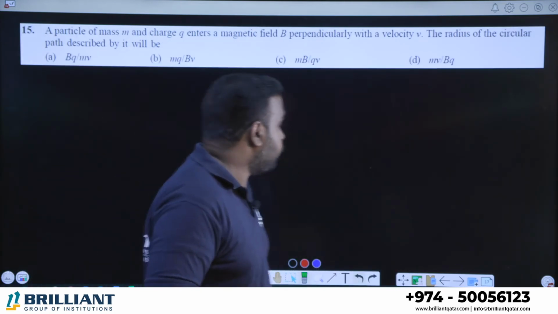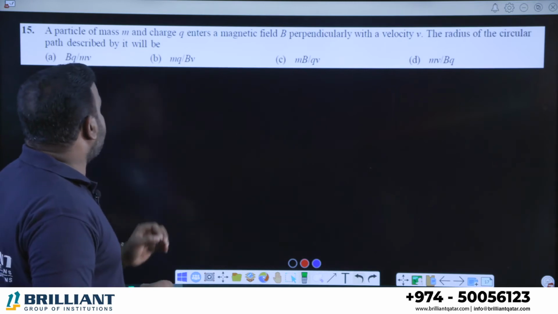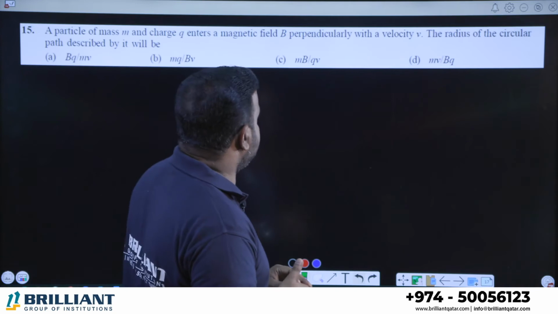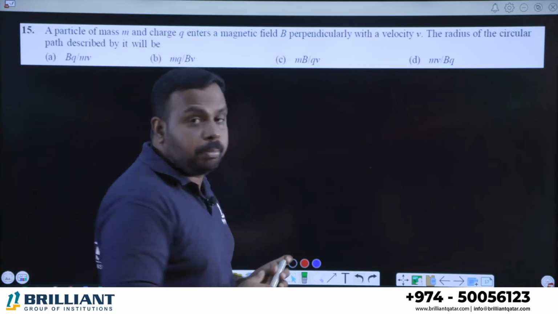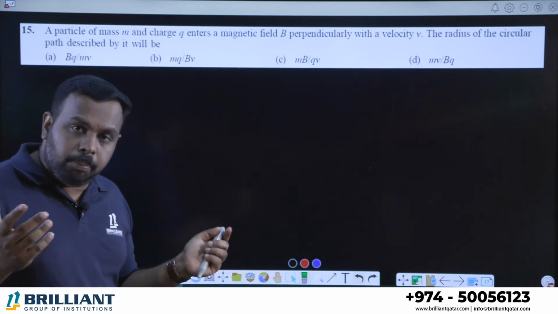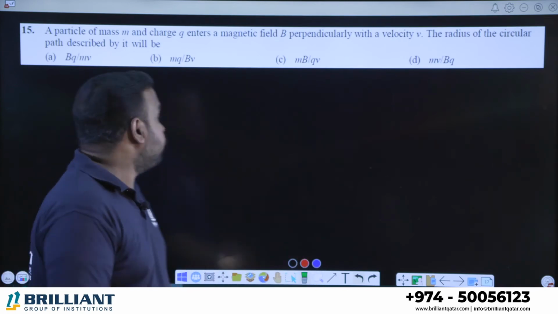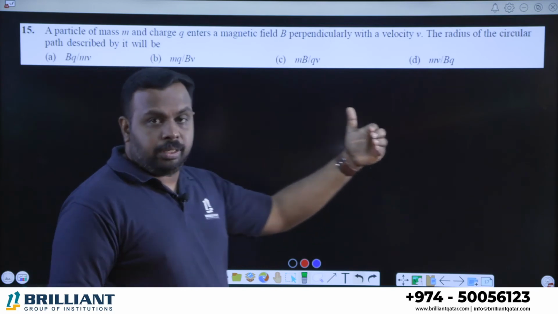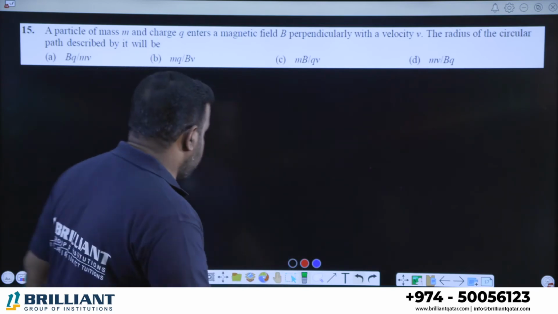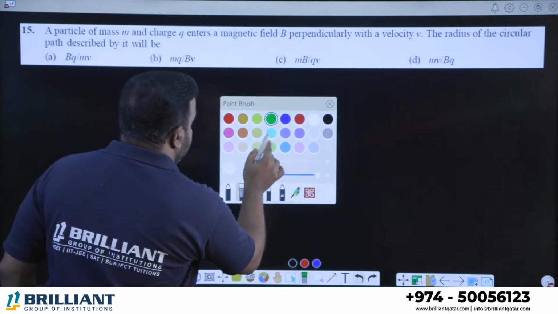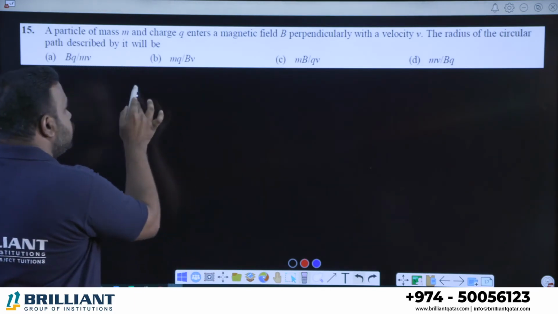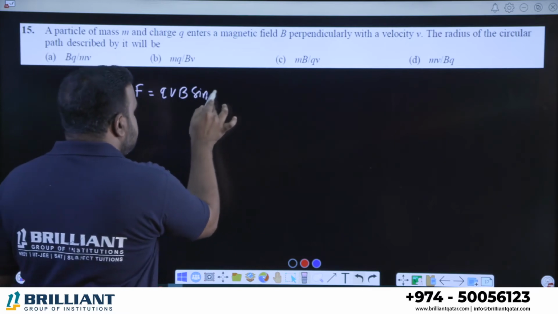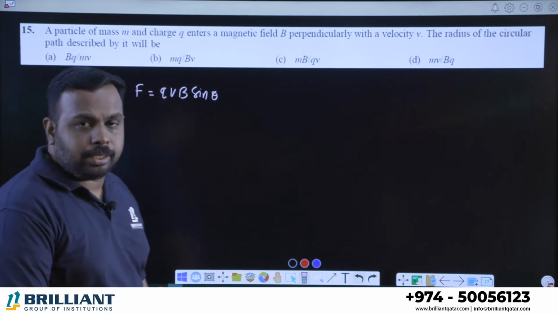Question number 15. A particle of mass m and a charge q enters a magnetic field perpendicularly with a velocity v. The radius of the circular path described by it will be. Important, easy. Listen here. A particle of mass m and charge q enters a magnetic field, right? Based on Lorentz force, you know that. What is the equation for force on a charged particle moving in a magnetic field? F is equal to qv cross B, that is qvB sine theta, right?